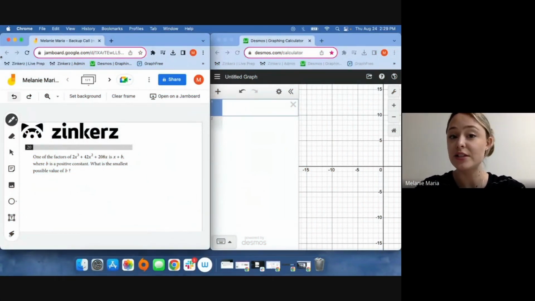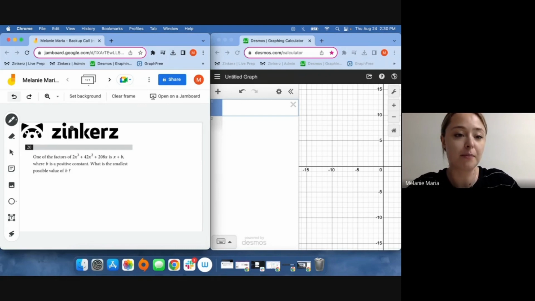Let's take a look at another digital SAT question and how we can use the Desmos online calculator to help us solve it. This question says, one of the factors of 2x cubed plus 42x squared plus 208x is x plus b, where b is a positive constant. What is the smallest possible value of b?